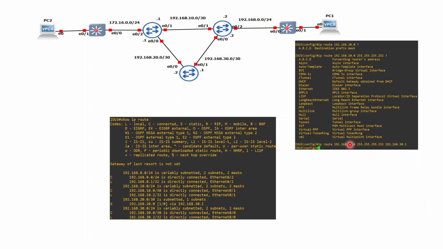Now, first I enter my destination prefix, which is the destination network, 192.168.20.0, which is this network here. Then after that I follow it with a question mark to see what else I can do with that command. Now it tells me to specify a destination prefix mask.